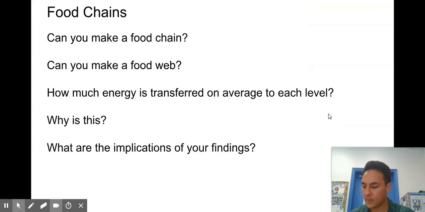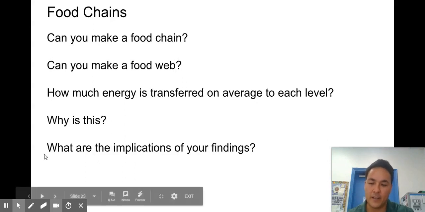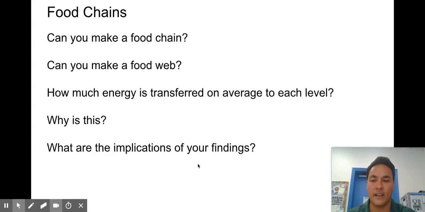All right, so we're rolling along. This you all aced. We did that fun activity. We did the Yellowstone food chain, and you all put it together. So I'll ask you these questions. Can you make a food web? How much energy is transferred on average each level? Why is this? And then here's an interesting one. I snuck it into your study guide. I'm not sure if you've seen it yet. What are the implications of your findings? All right, so take a moment to pause the video and see how you do.